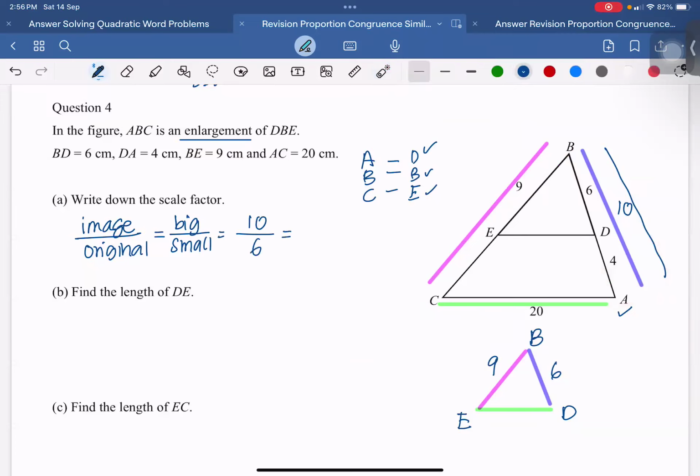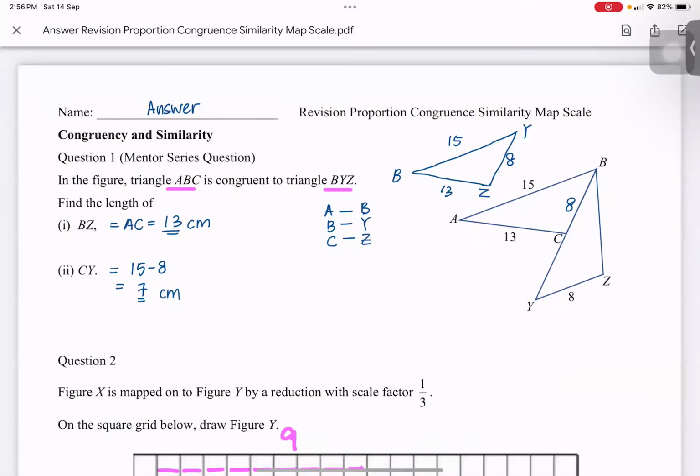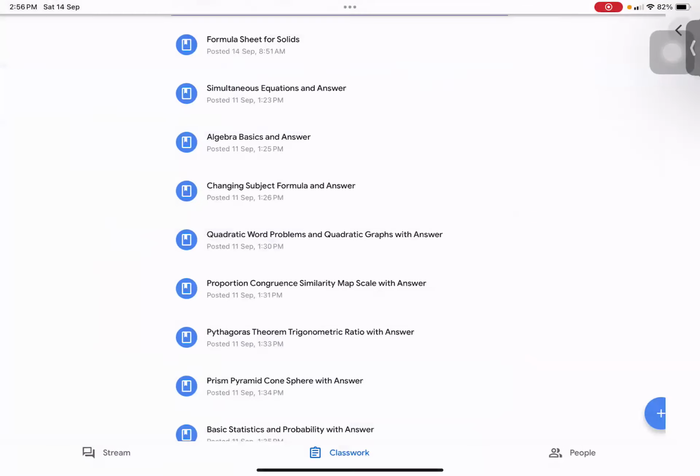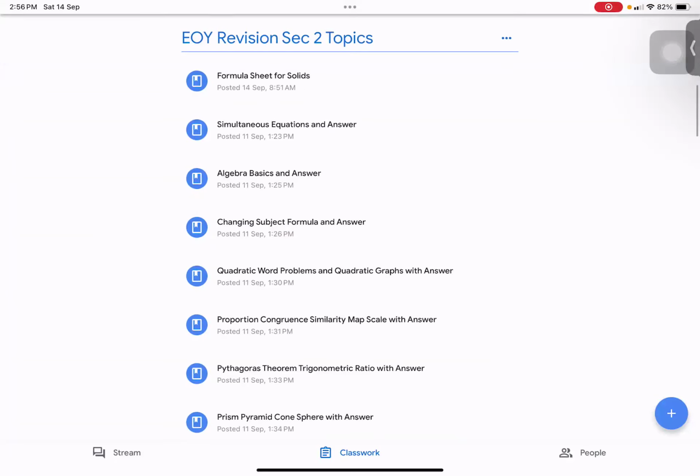10/6. I left my paper at home. Soft copy is on Google Classroom. This one is revision, proportion, and similarity. Okay. Here, go and look for it. Proportion, similarity, set 2 topics. Then the proportion and similarity, this one over here. This one. Here. Look for it. Set 2 topic. Proportion, similarity.